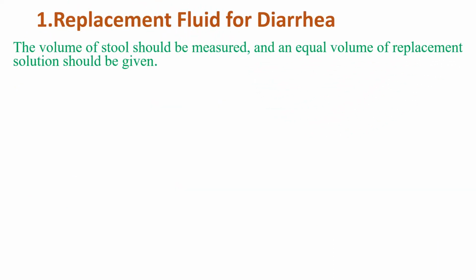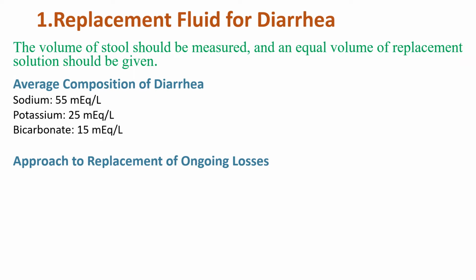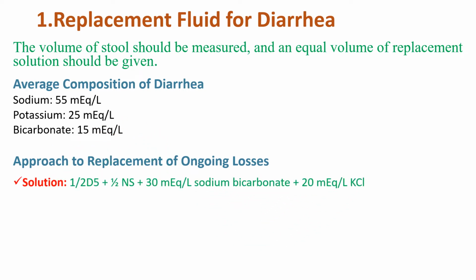When we give replacement fluids for diarrhea, the volume of stool should be measured and an equal volume of replacement solution should be given. Average composition of diarrhea regarding electrolytes: sodium around 55 milliequivalent per liter, potassium around 25, and bicarbonate around 50 milliequivalent per liter. The solution for replacement of ongoing losses in diarrhea is half D5 and half normal saline with 30 milliequivalent per liter of sodium bicarbonate and 20 milliequivalent per liter of KCl. Replacement should be done ml for ml every 1 to 6 hours.